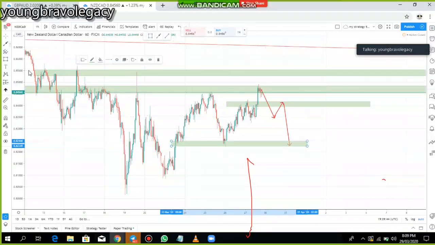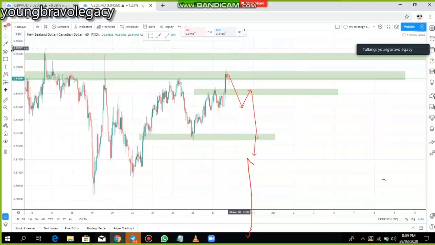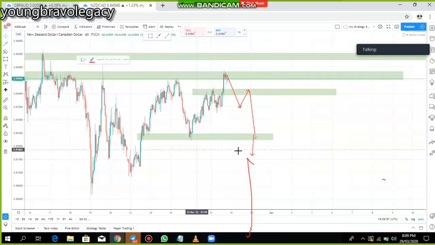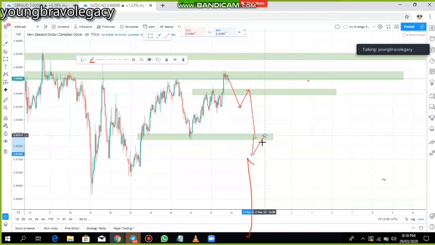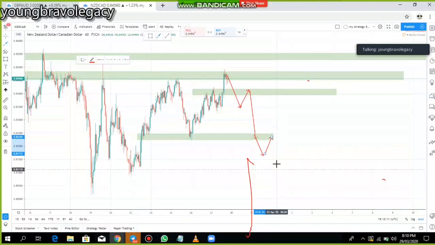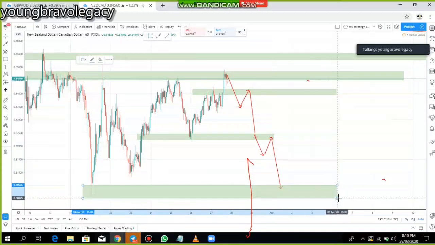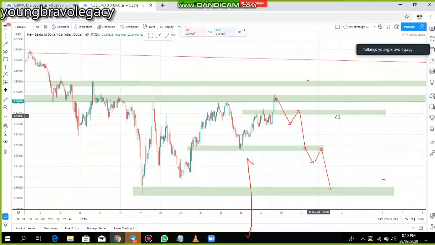Or if we are going to continue downward, then we have a break of this zone. We break this zone in case we are going to control the other side of the market, then we retest this zone back again. Let me make it realistic. Then we come back towards our low. The market has created a low, so NZD/CAD will be coming back to test this low. It's always going to come back to test this low.